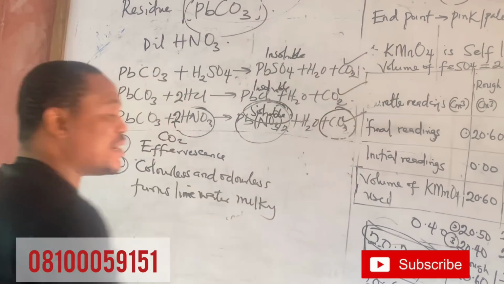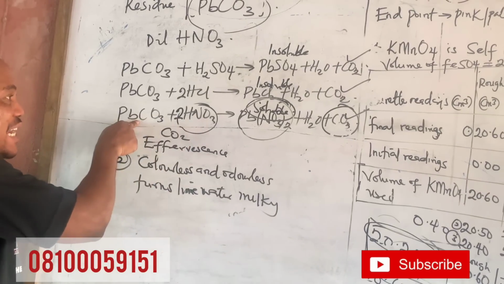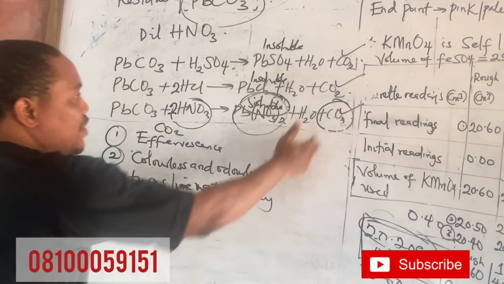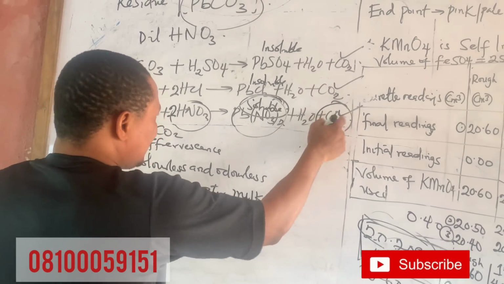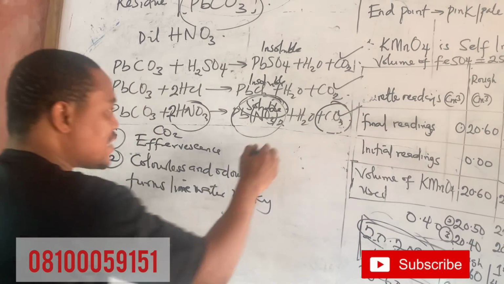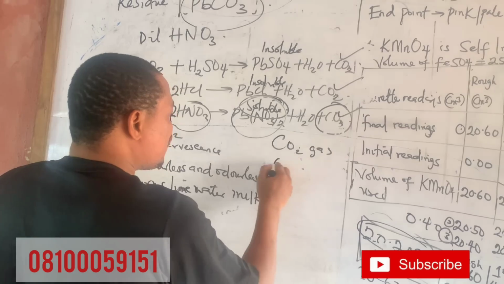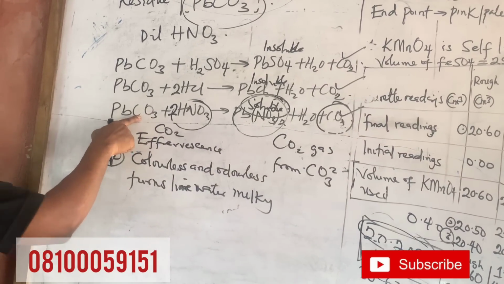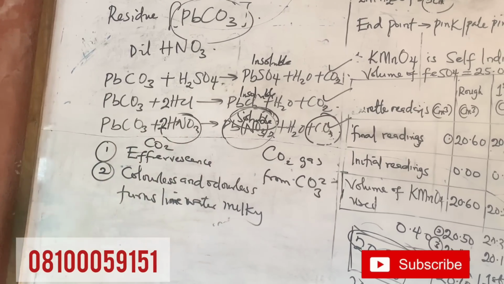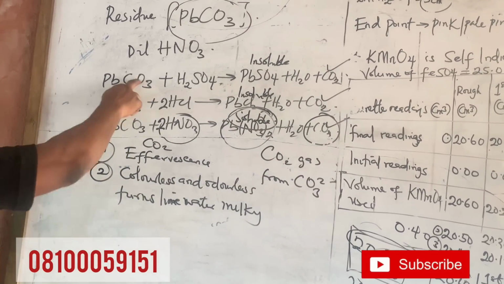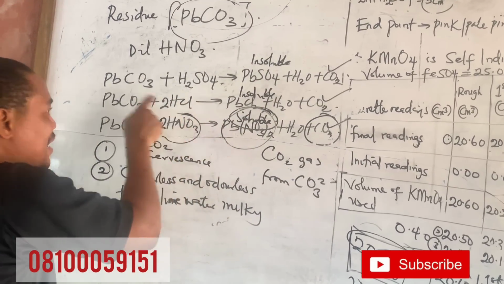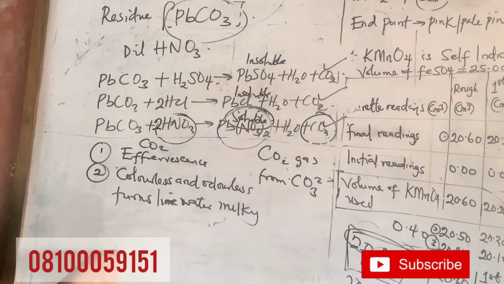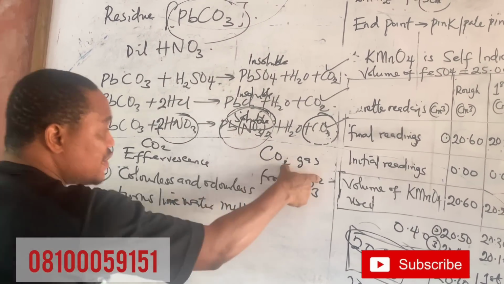So when this gas is liberated, I can record that when you added this, effervescence occurred, a colorless and odorless gas which turns lime water milky. Then I can say it is CO2. So I can say CO2 gas from CO3 2 minus. Do you see that? So CO2 gas is liberated from this. I don't know if that is clear. So you can see any carbonate, even if it is HCl that you added, CO2 must be liberated. The same observation. This is the observation, this is the inference.